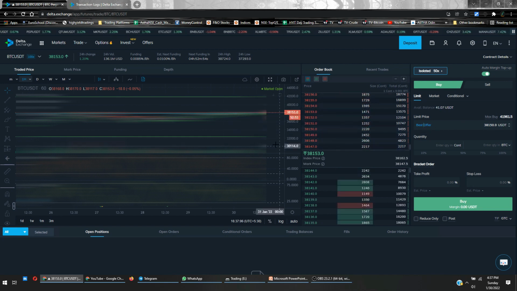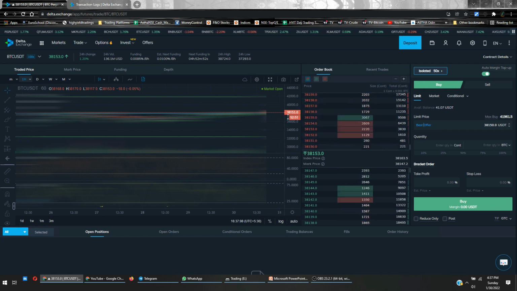And what is the current market price? It is 38,153. Okay, just a 3 points difference. So this is a faster way of doing things. Either you click on best offer or you type in the numbers manually here. Okay, so I hope that is clear. Now, getting on to the next one, that is quantity.